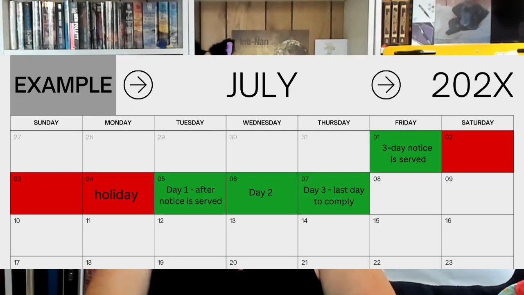Once you serve the 3-day notice, you start counting. The first day is the day after you serve the notice, not counting Saturdays, Sundays, or holidays. An example of this would be if you served the notice on Friday, July 1st. You would not count Saturday, Sunday, or Monday, since it would be the 4th of July. Day 1 of the 3 days would be Tuesday, July 5th, and the tenant would have until July 7th to comply, meaning you could move forward after July 8th.